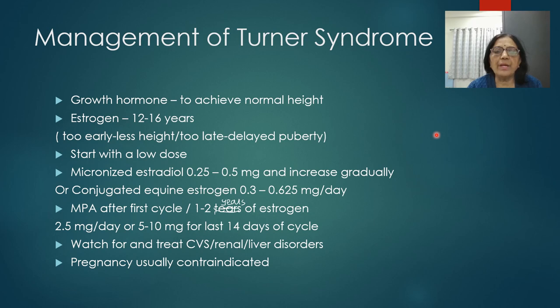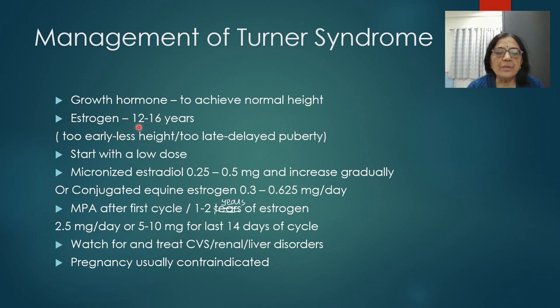So how do we manage Turner syndrome? Growth hormone needs to be given to these girls to avoid short stature and to achieve a normal height. The next hormone which needs to be given is estrogen. It should not be started too early, otherwise it will lead to closure of the epiphysis and less height gain. And it should not be started too late also, otherwise it will lead to delayed puberty.